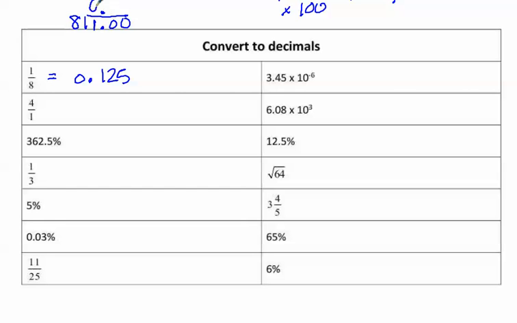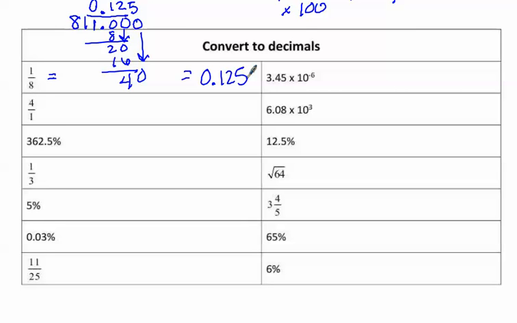8 does not go into 1, so I'm going to put a 0. 8 goes into 10 one time to give you 8. 2 remaining, bring down your 0. 8 goes into 20 2 times to give you 16. 4 remaining, get another 0, bring it down. 8 goes into 40 5 times. So that's why you have 125 thousandths. 4 over 1 is the same thing as 4. It's asking for a decimal, so make sure you put 4.0.